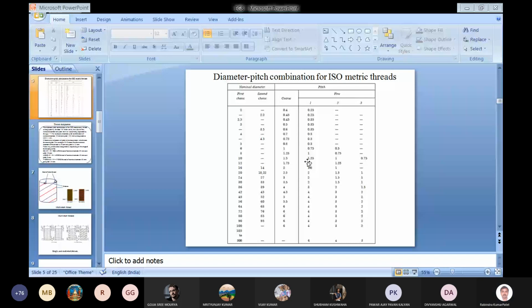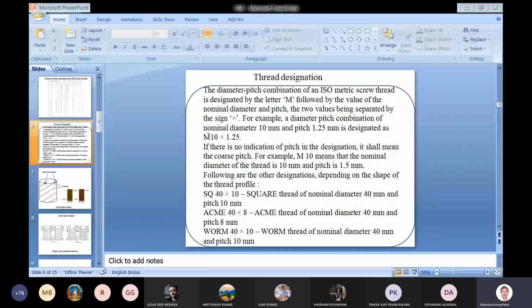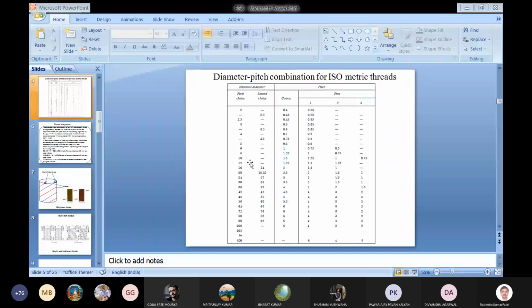Sir, in this chart, nominal diameters have two types, first choice and second choice. What does that mean, sir? This thing I am not clear about, so I cannot say anything. But one thing we can know: this is the nominal diameter, and there are two choices, as you can see in the table. Okay, sir. Okay.